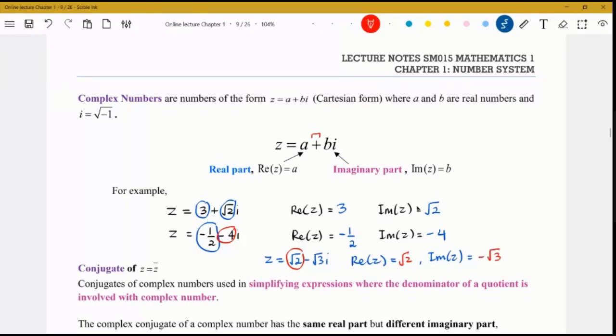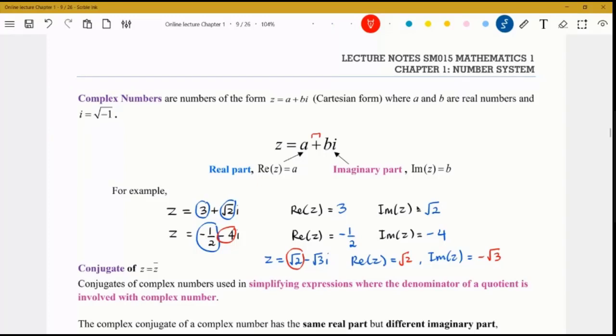Okay, tak perlu ambil I dia. Ambil the coefficient dia sahaja. So negative square root 3. Okay, so that's for the complex number. So nampak je Z is a complex number. Okay, kalau dia bukan Z, dia bukan complex number. Okay. Alright, so once you know the complex number, you need to know the conjugate.